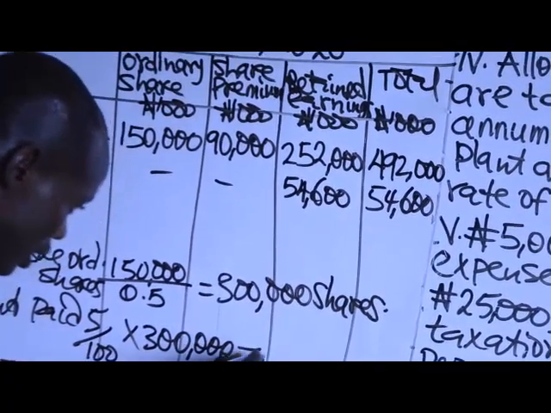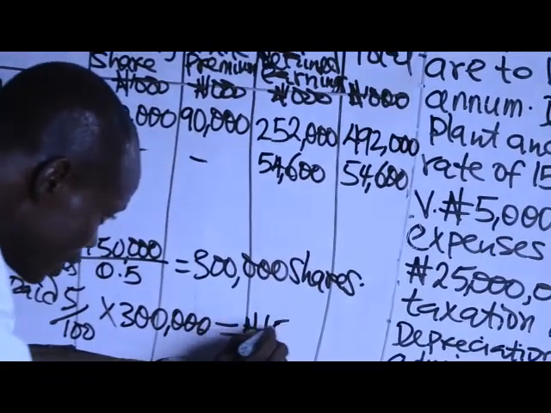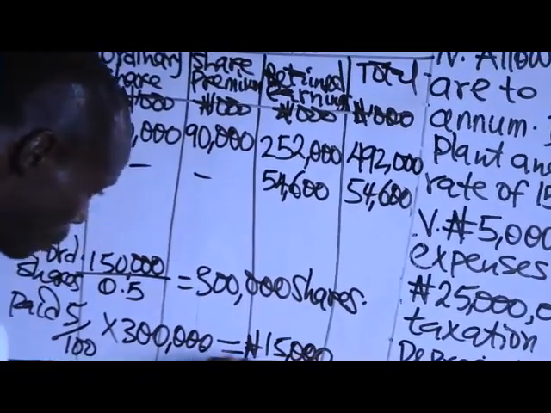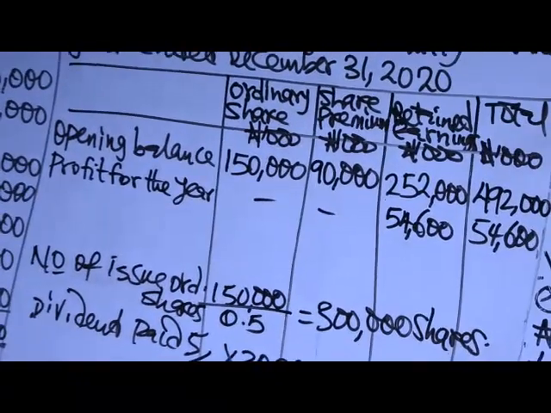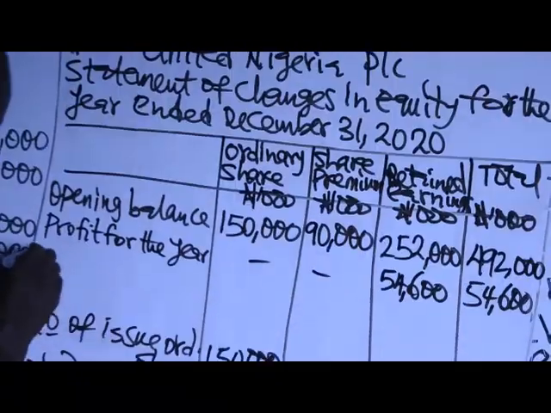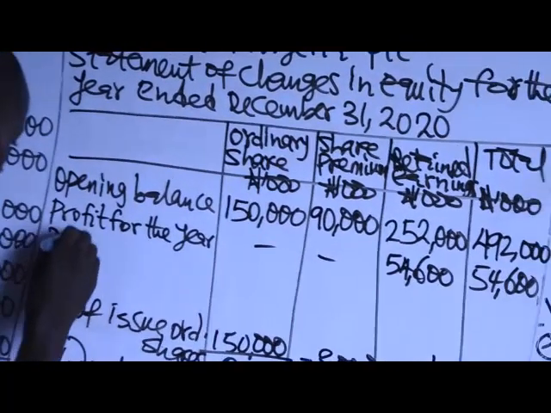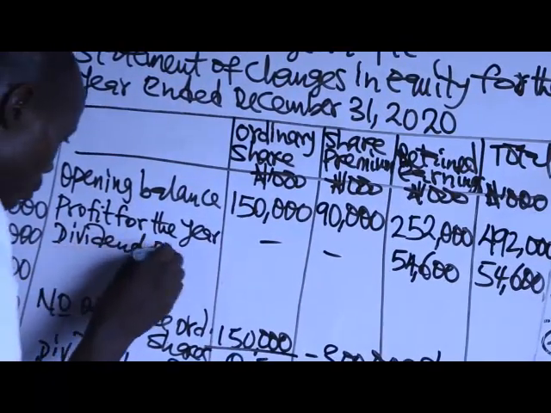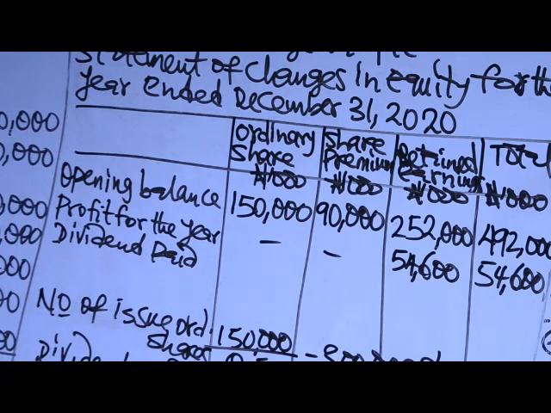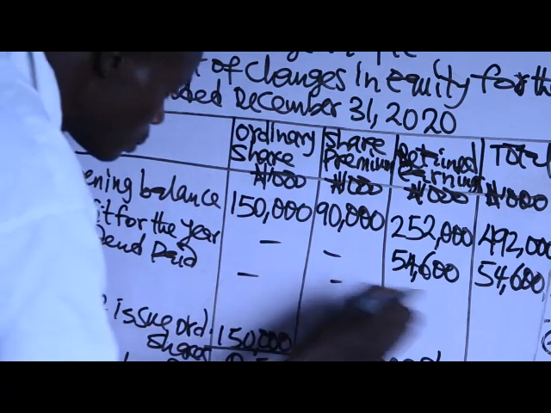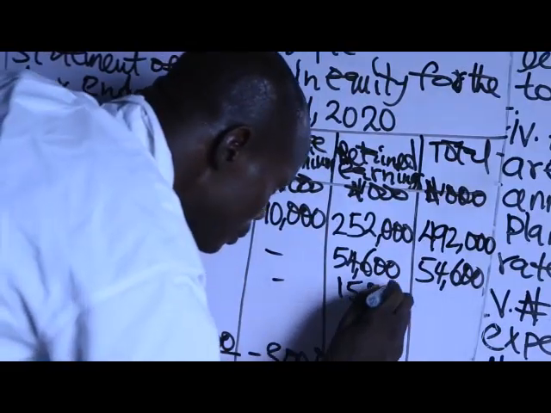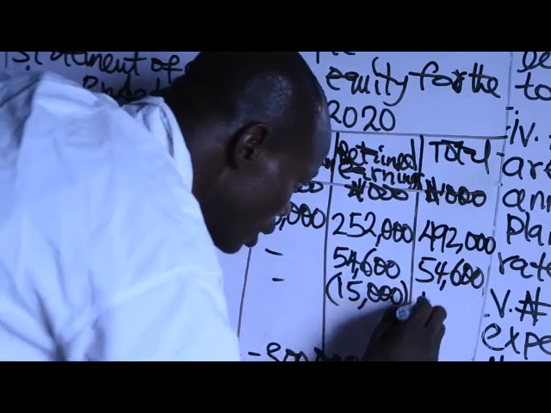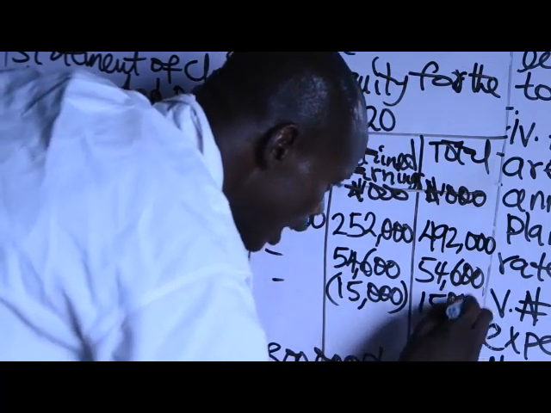And that will give us 15,000. The amount of dividend paid is 15,000. The dividend will be paid out of retained earnings. So we have dividend paid. Dividend will be paid out of the retained earnings. So under the retained earnings, you have the 15,000. So subtract it from the total as well.